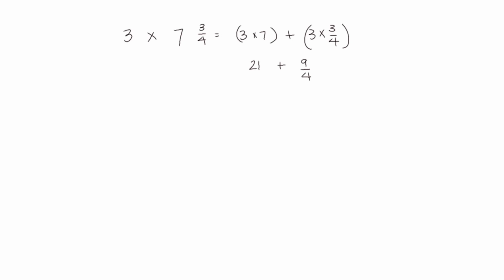And since 9/4 represents a number greater than 1, we're going to decompose it into a mixed number of 2 and 1/4. 2 because 4/4 is equal to 1, so 8/4 would be equal to 2 with 1/4 left. Now we can add the whole numbers together and get 23, and the fractional part 1/4. So 3 times 7 and 3/4 is 23 and 1/4.